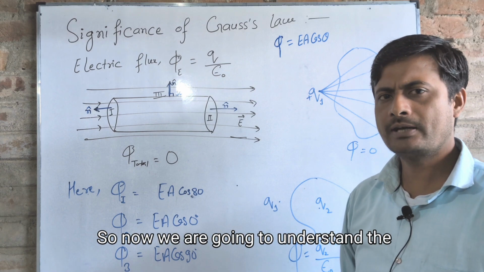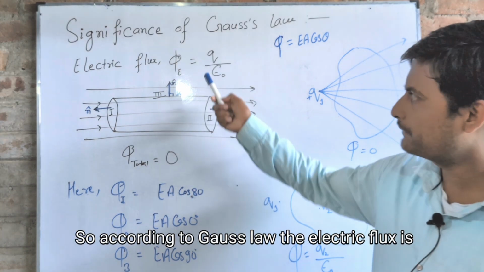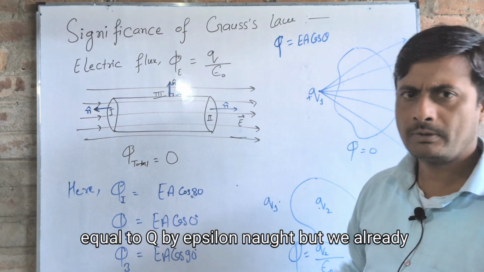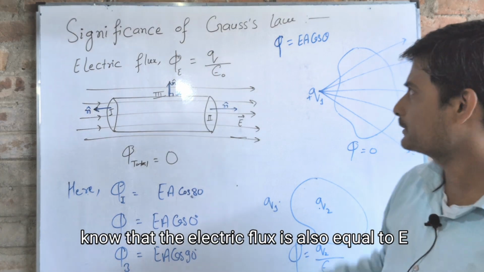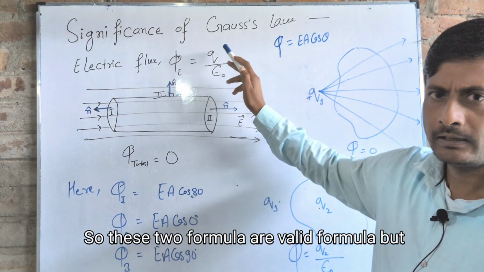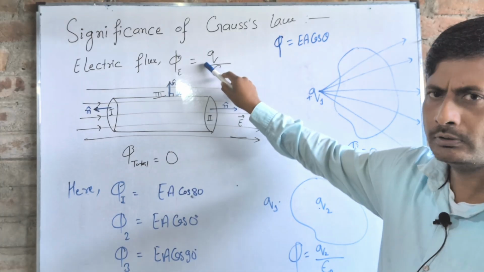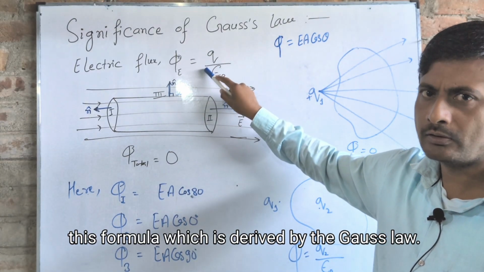So now we are going to understand the importance of Gauss law. According to Gauss law, the electric flux is equal to Q by epsilon naught. But we already know that the electric flux is also equal to E A cos theta. So these two formulas are valid, but this formula is more complex as compared to this formula, which is derived by the Gauss law.